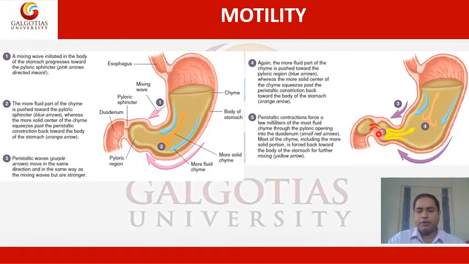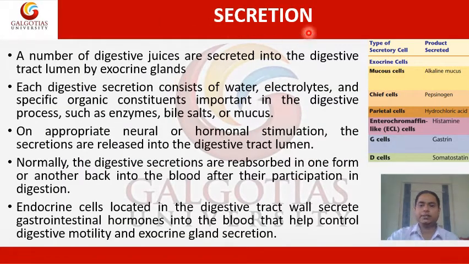Most of the chyme, including the more solid portion, is forced back toward the body of the stomach for further mixing. Another basic digestive process is secretion, and we know that there are several types of secretory cells present in the digestive tract that secrete substances to help the digestion. Some are exocrine and some are endocrine cells.